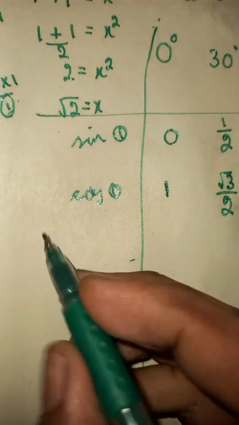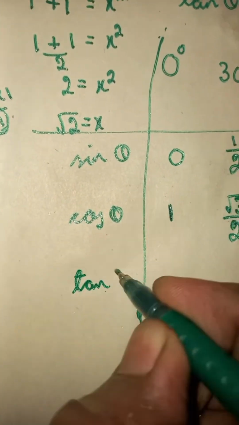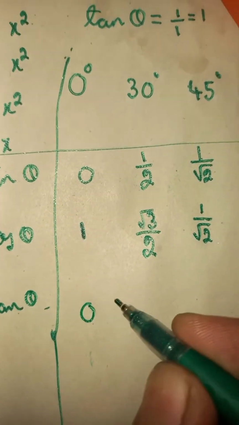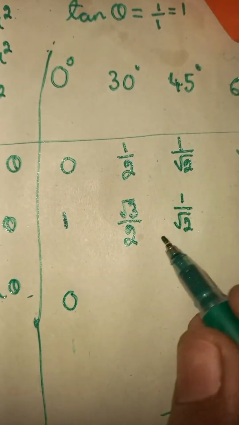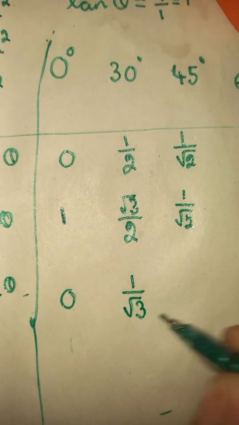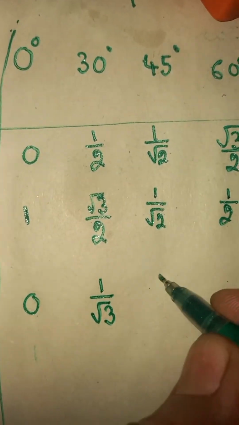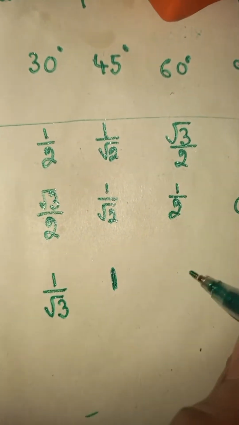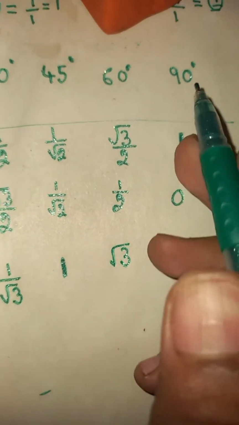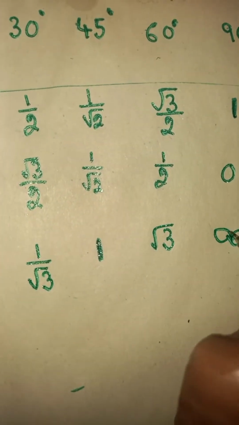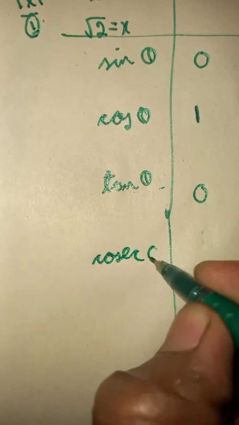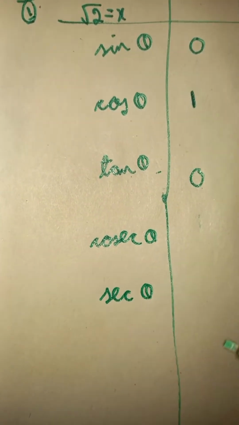Now let's do more. Here let's take tan theta of all those angles. Tan 0 will be equal to just 0, tan 30 degree will be equal to 1 by root 3, and tan 45 will be equal to 1. Tan 60 degree, instead of 1 by root 3, becomes root 3, and tan 90 degree becomes infinite. Let's take the next three values, that is cosecant of theta, secant of theta, and cot of theta.